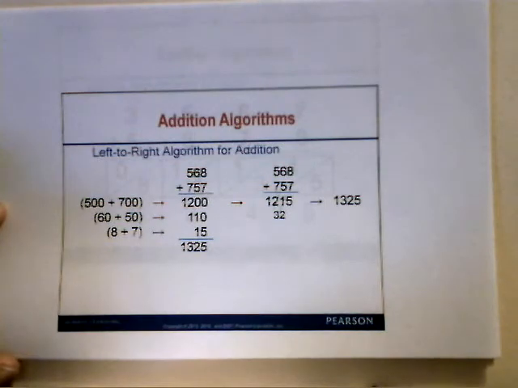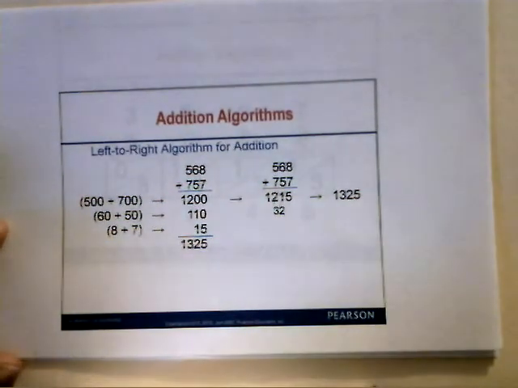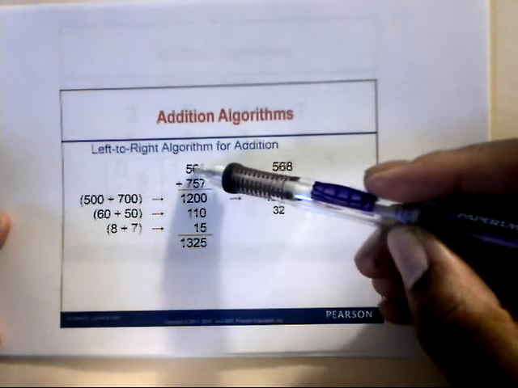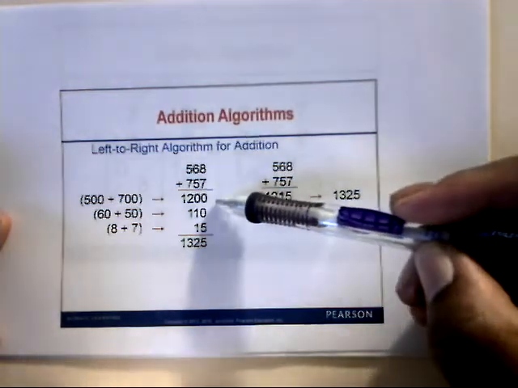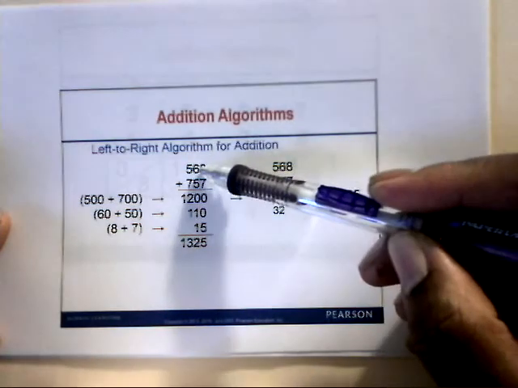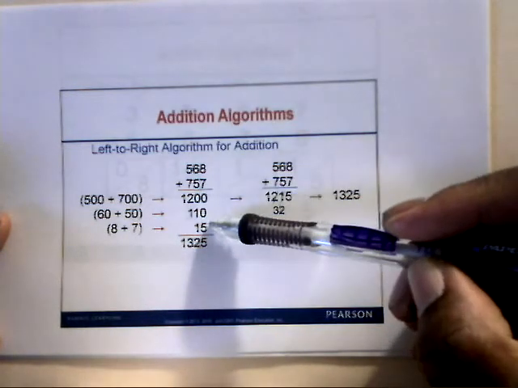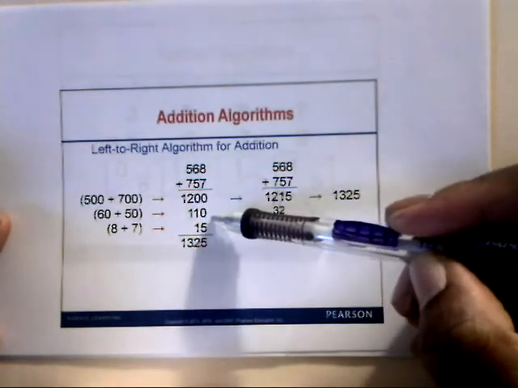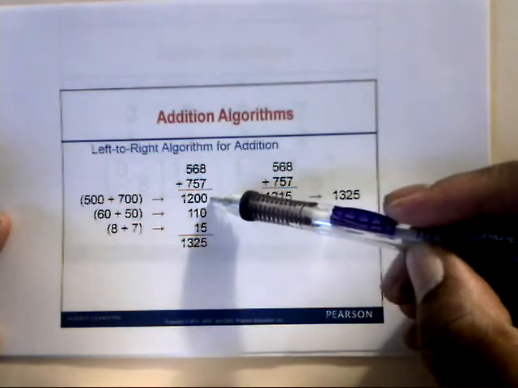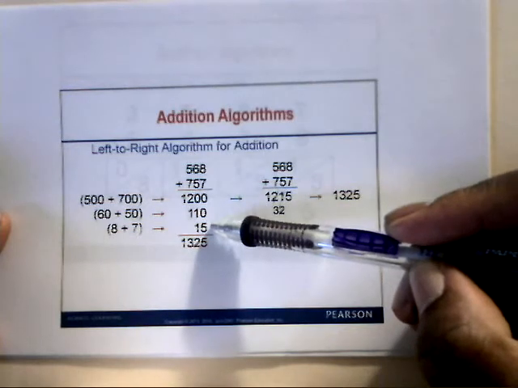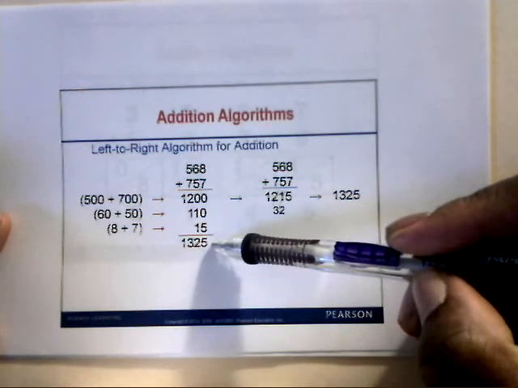Okay, left to right algorithm for addition. If we have 586 plus 568 plus 757, we go from left to right. In other words, 500 plus 700, that's 1200. 60 plus 50, that's 110. 8 plus 7, that's 15. We're going to add these partial sums: 1200, 110, and 15. Add those together, you'll get 1,325.